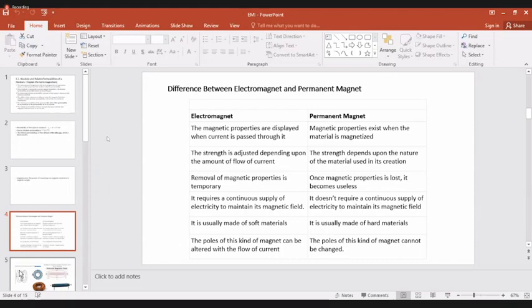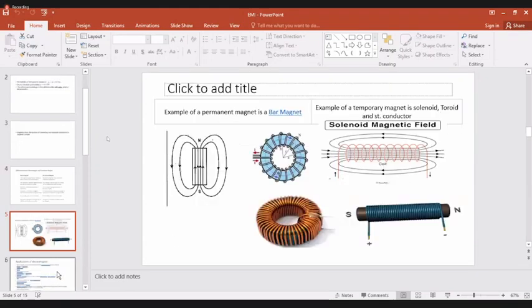Now see the examples of the permanent magnet or natural magnet: a bar magnet. See the diagram of the bar magnet. Now see how the magnetic field lines are over here. The magnetic field lines pass from the south to north pole within the magnet. See the direction. And outside the magnet, north to south pole. This is the property of the magnetic field lines: south to north pole within the magnet and north to south pole outside the magnet. This is the bar magnet or natural magnet or permanent magnet.